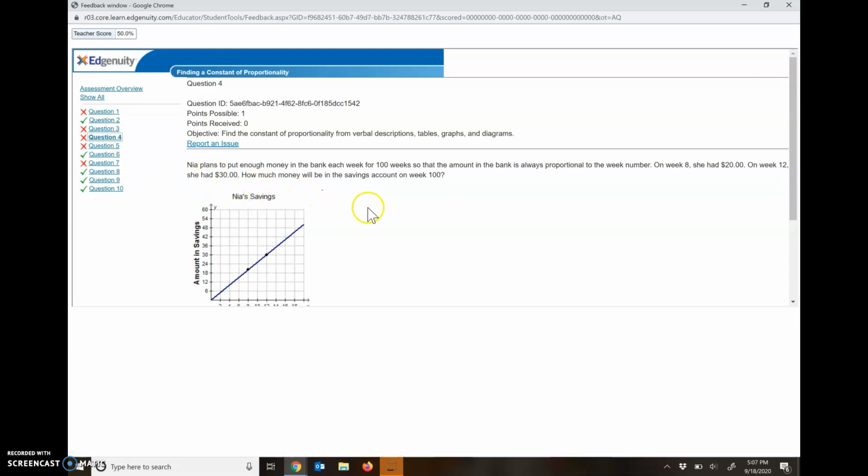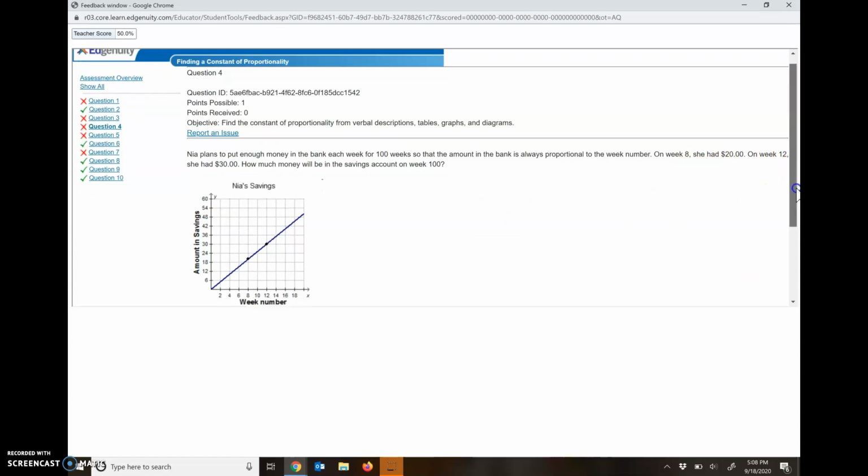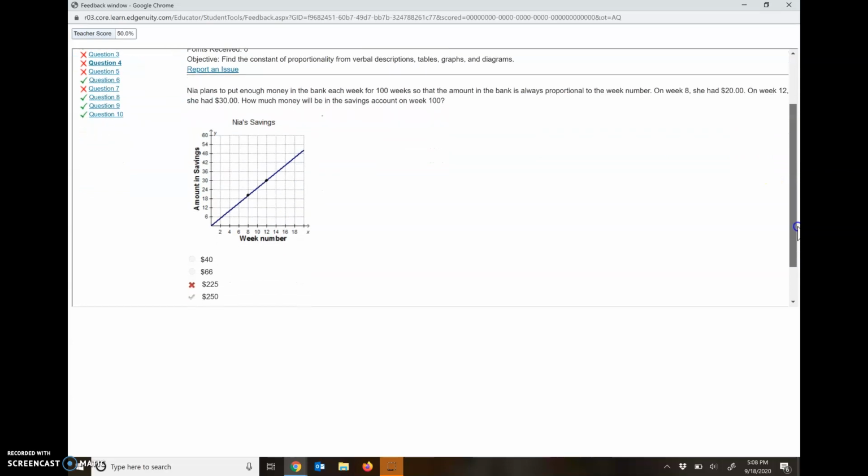Okay, Nia plans to put enough money in the bank each week for 100 weeks, so that the amount in the bank is always proportional to the week number. On week 8, she had $20. On week 12, she had $30. How much will be in the account after week 100?